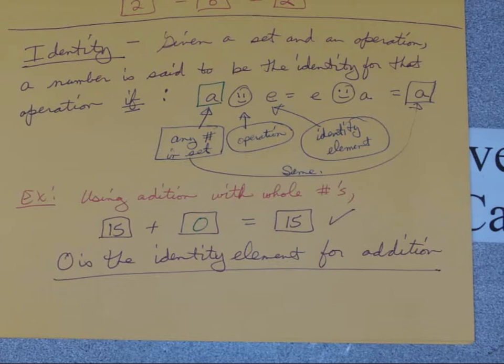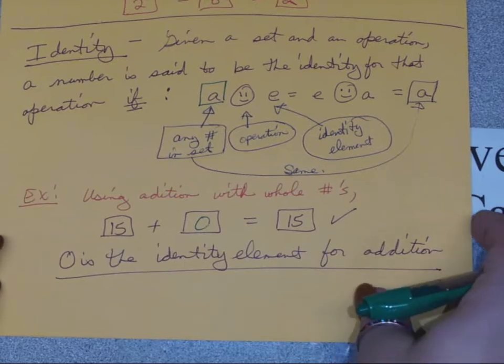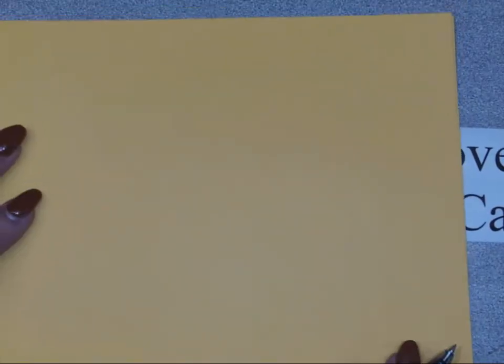Irrational, would it work for irrational? Yep, it would work for irrational. Imaginary, yep, it works in all of those sets. So 0 is just the identity element for addition. And 1's going to work similarly in multiplication. Okay, one more property, and we will be all done here for the day.